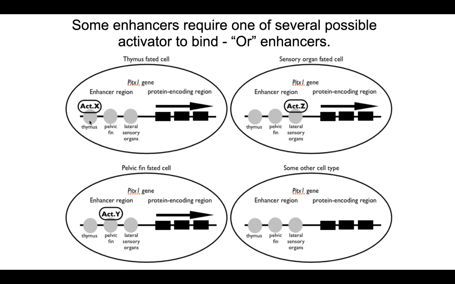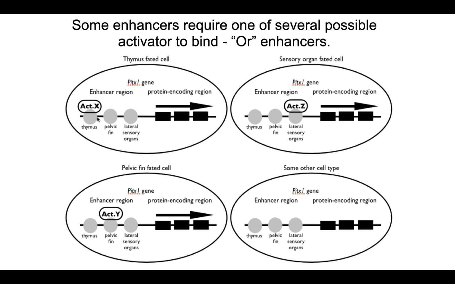And here's the interesting thing: this regulatory sequence is identical in thymus fated cells, sensory organ fated cells, pelvic fin fated cells, and then other cell types. No matter what cell type we look at, these regulatory sequences are identical. Okay, well, this particular gene is turned on if any one of these control elements is bound by an activator. And this is interesting. This allows for some interesting ways in which things can evolve.